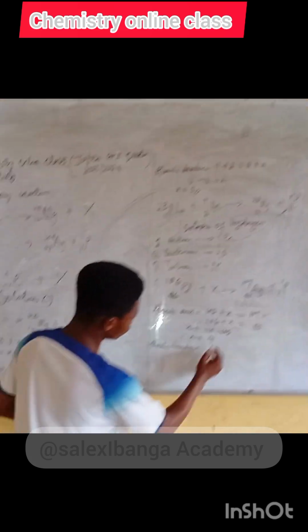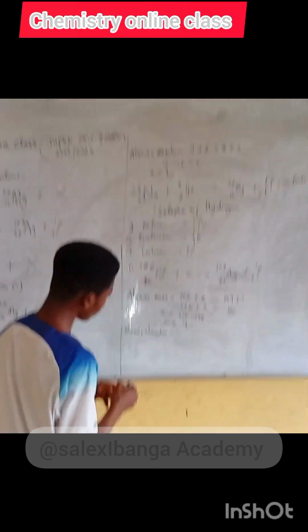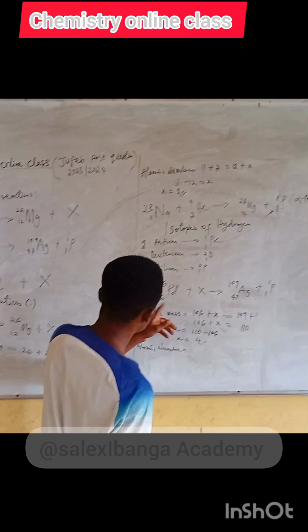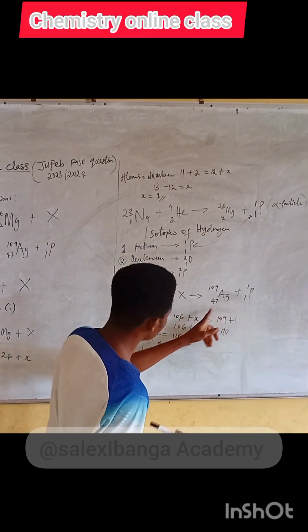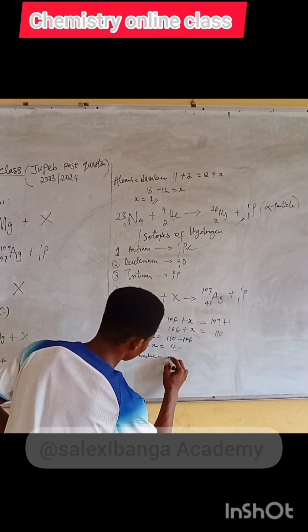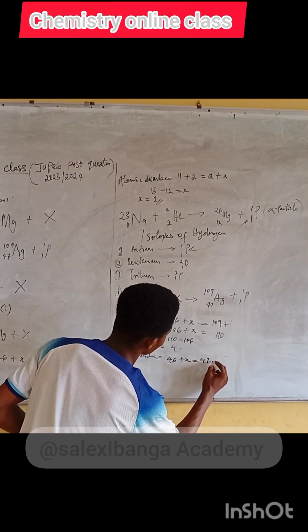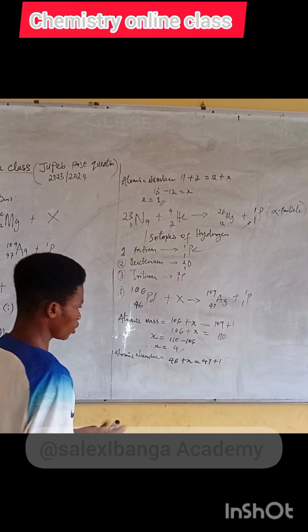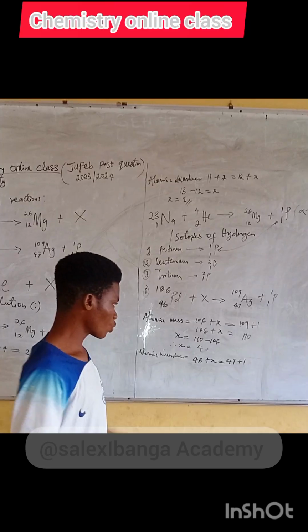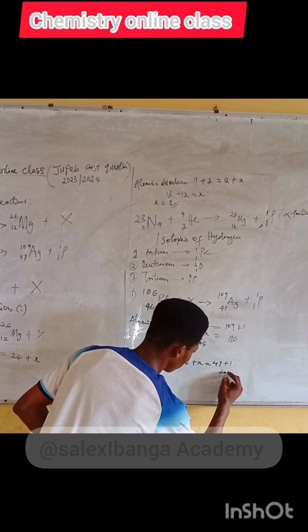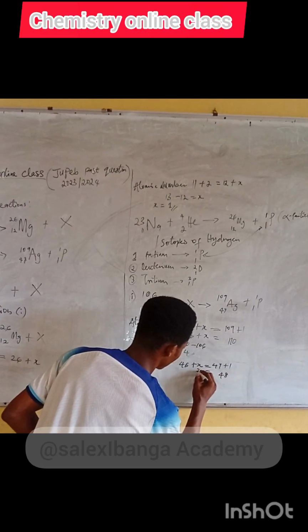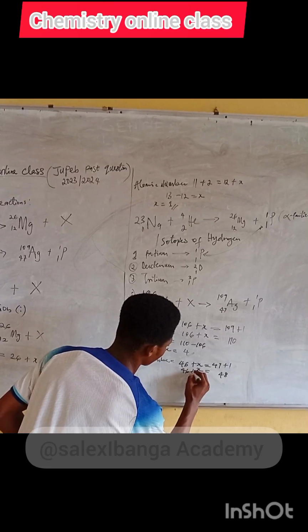At the atomic number level, we have 46, 47, and 1. So that means 46 plus X equals 47 plus 1. If I say 47 plus 1, I'm having 48. This is equal, this is X, this is 46.